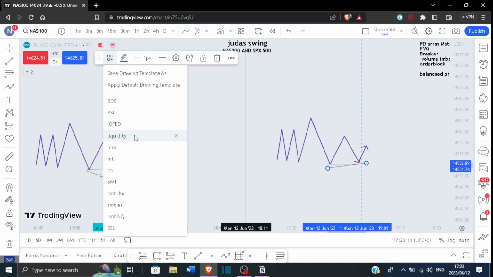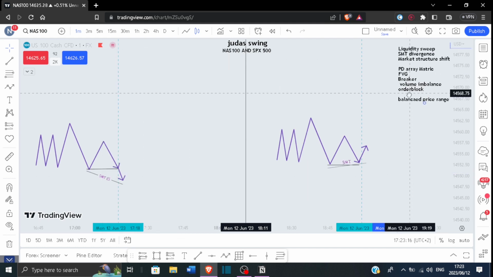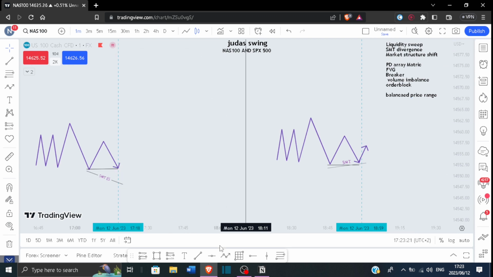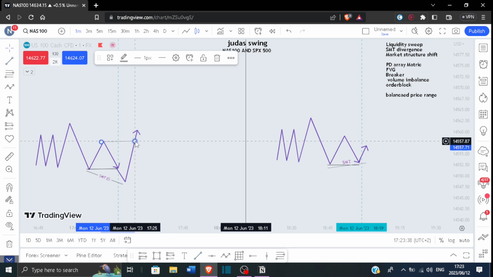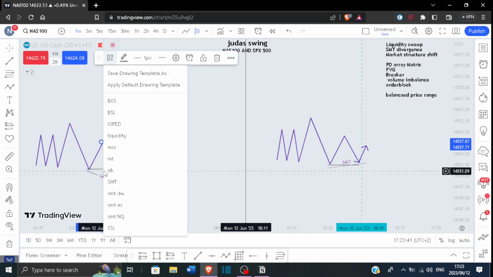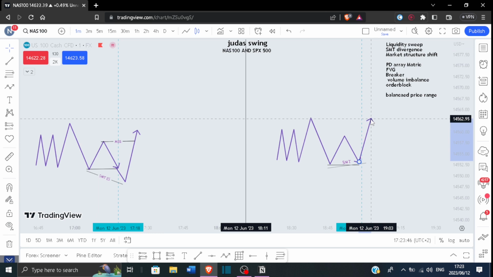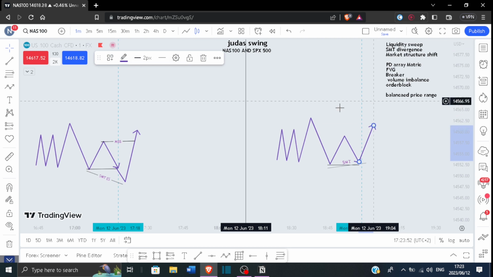The next rule is we want a market structure shift. So let's assume that after price makes that lower low, it moves up. Once the market gives us this move going up, we have a market structure shift here, because we took out an old high. So that is our market structure shift. On SPX 500, we'll probably have a market structure shift as well. But we focus on the asset that takes out liquidity first.